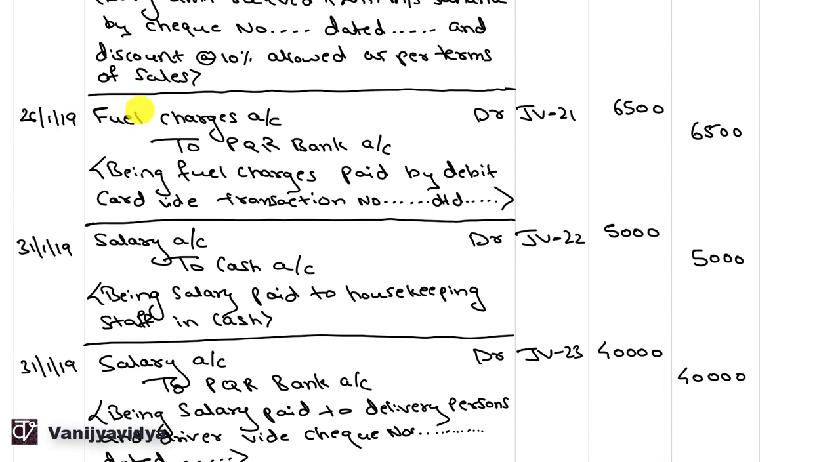26 Jan 2019 fuel charges account debit 6,500 to PQR bank account 6,500 JV21. So one impact will be on the fuel charges account debit side and one more impact will be on the credit side of PQR bank account. Let's post this journal entry.